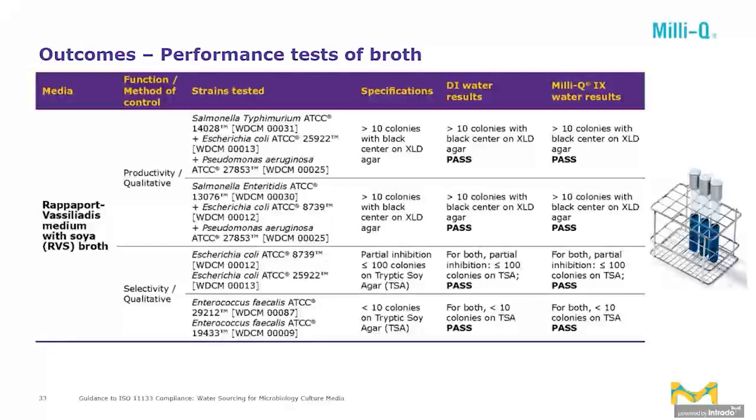But what about the selectivity? On the XLD agar, we cannot see the selective inhibition, the selectivity. For that, we need two additional tubes, one for E. coli, one for Enterococcus. After incubation, both tubes are then subcultured to inoculate tryptic soy agar. Tryptic soy agar is a non-selective medium showing growth of both. And for both, the growth has to be partially or more or less fully inhibited as specified in the ISO standard. And for both, we had similar reactions for both water qualities.